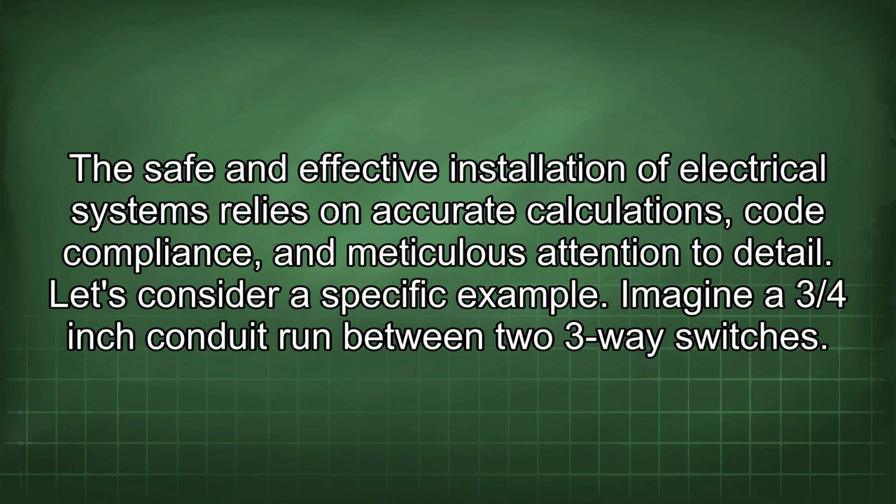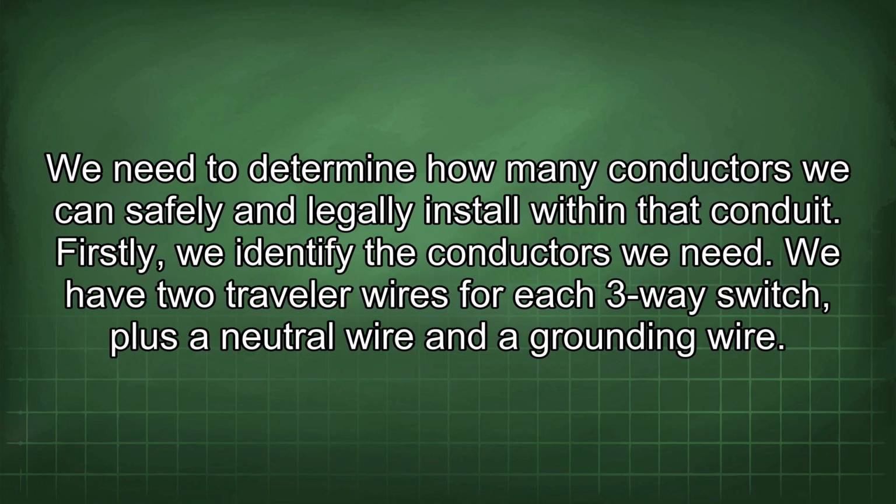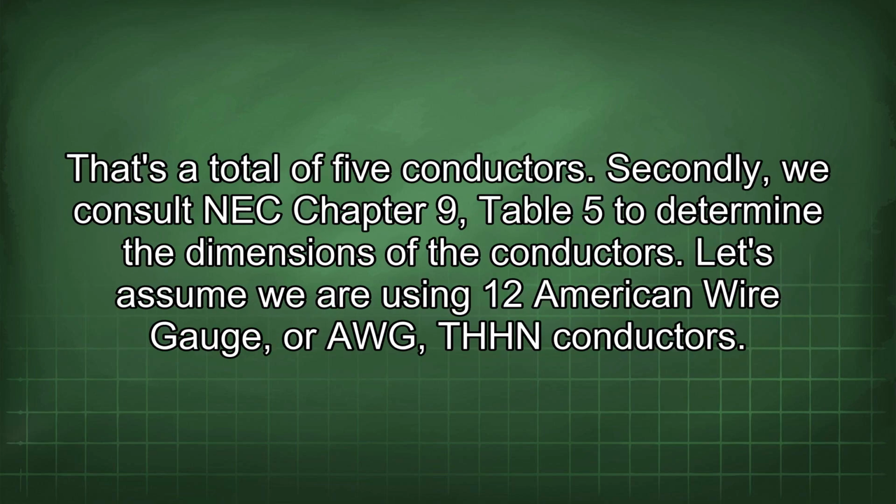Let's consider a specific example. Imagine a 3/4-inch conduit run between 2 three-way switches. We need to determine how many conductors we can safely and legally install within that conduit. Firstly, we identify the conductors we need. We have 2 traveler wires for each three-way switch, plus a neutral wire and a grounding wire. That's a total of 5 conductors.